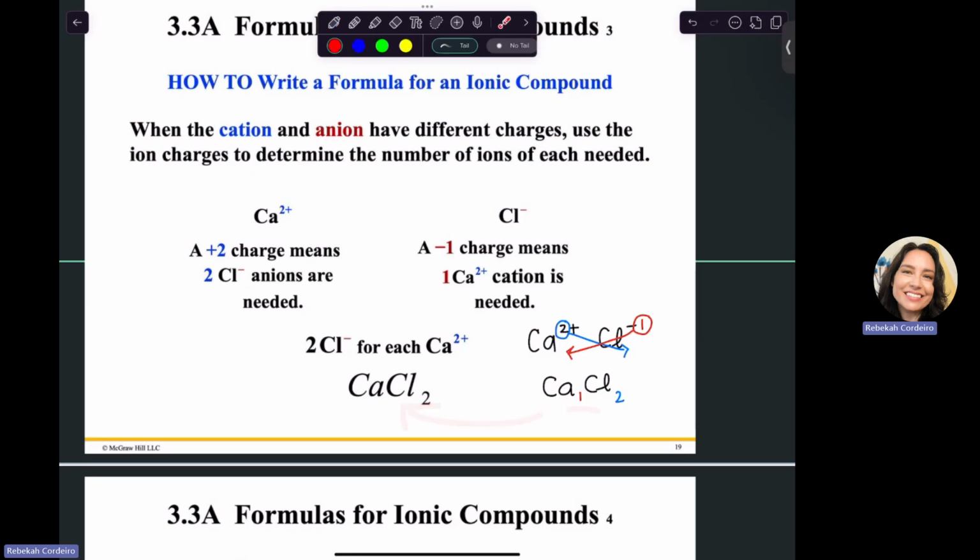So think about it. I think that you're probably going to be most successful if you just think, how many -1s do I need to cancel out a +2? How many 1s do you need to make a 2? I need 2 1s to make a 2. So I write 2 of the thing that's 1, right? But if you just need a shortcut, crisscrossing is okay.